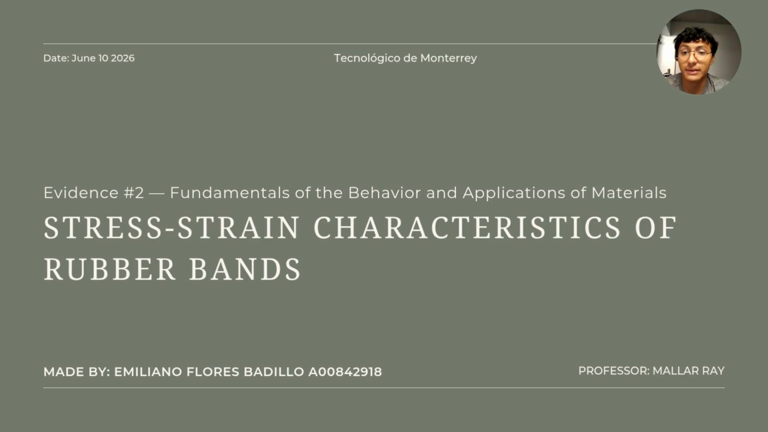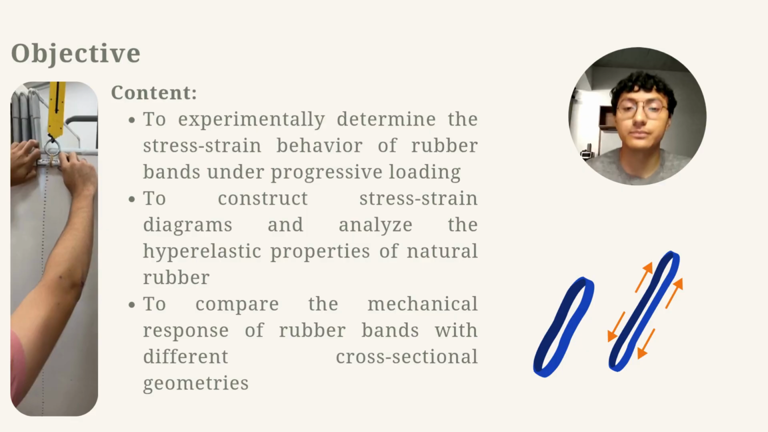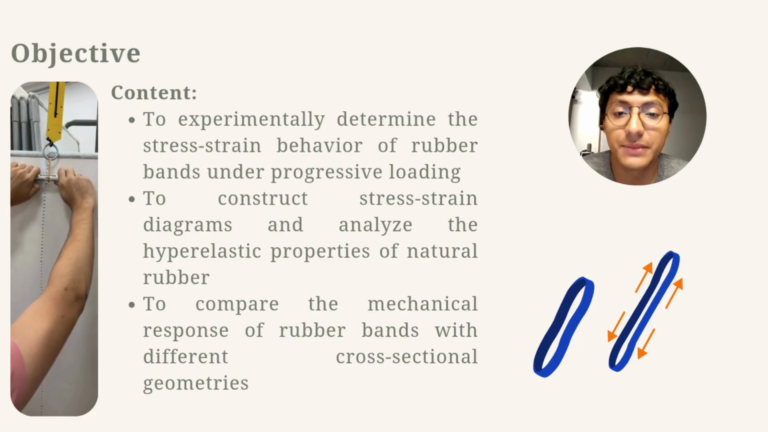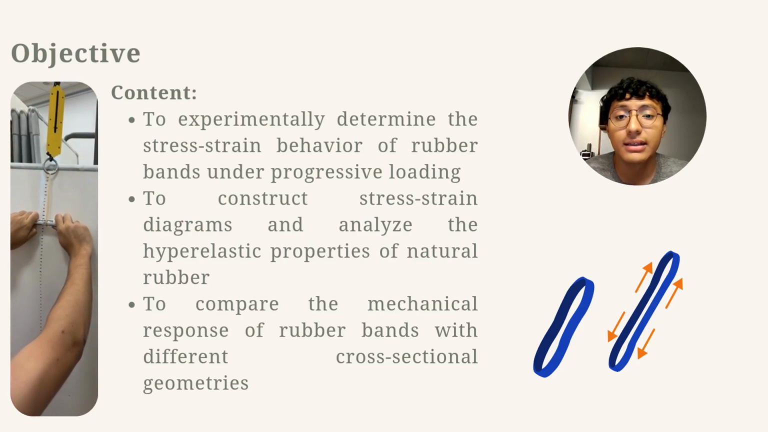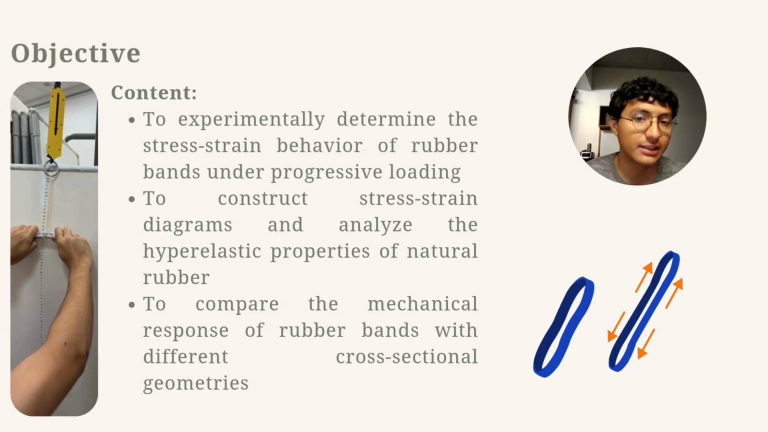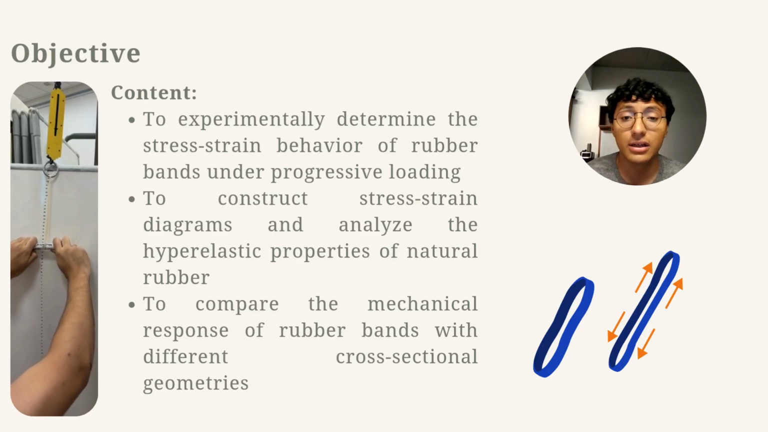I'm going to talk about Evidence 2, that is for the class Fundamentals of Behavior and Applications of Materials. This project is about the stress strain characteristics of rubber bands. It was meant to experimentally determine the stress strain behavior of rubber bands under progressive loading. The objective was to construct stress strain diagrams and analyze the elastic properties of natural rubber.